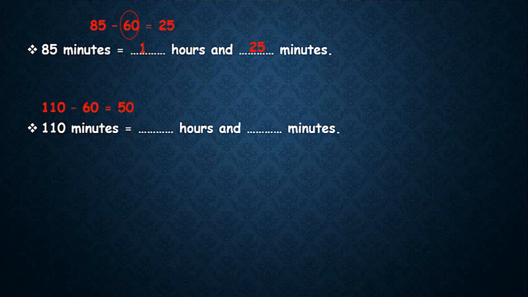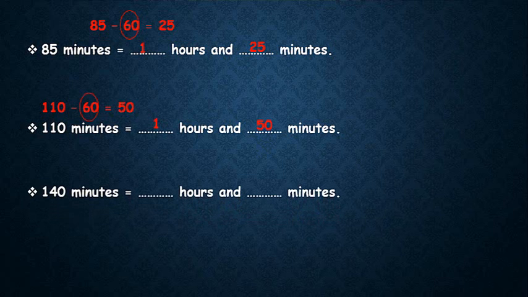We are going to write in the hour 1 because we make it minus 60. So we are going to write 1 hour. And 50 means the minutes. So the minutes here is 50 minutes. So 110 minutes equal 1 hour and 50 minutes.